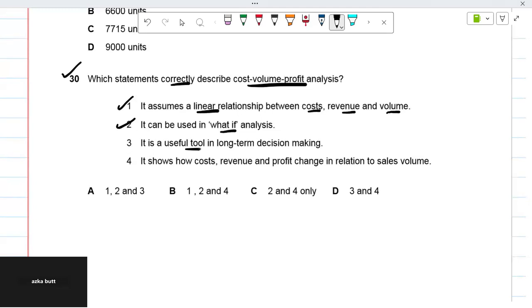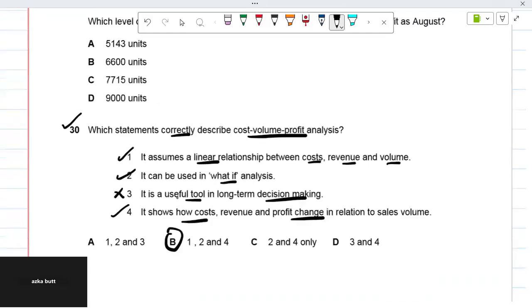Third one is that it is a useful tool in long-term decision making. So this is not true because CVP analysis is generally more useful for short-term decision making rather than long-term. That's why it's not correct. 4 is that it shows how cost, revenue, and profit change in relation to sales volume. So this is correct, as CVP analysis helps to understand how changes in sales volume affect the profitability. So it means that options 1, 2, and 4 are right. So B option is the right option.